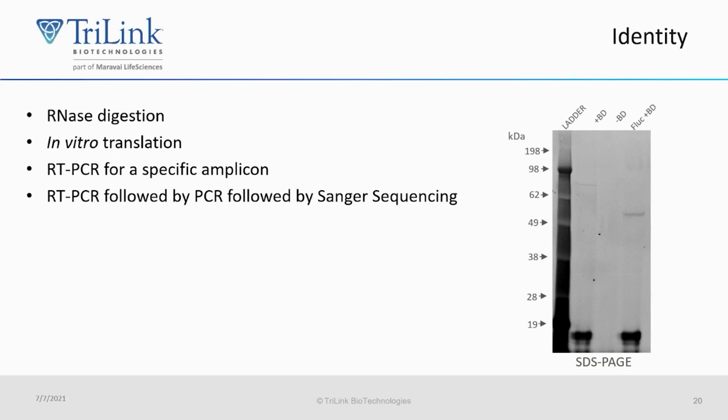RT-PCR for a specific amplicon can be done as a singleplex or multiplex assay. The results would be a detection of a desired amplicon or amplicons by agarose gel.